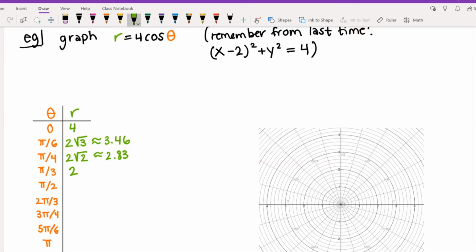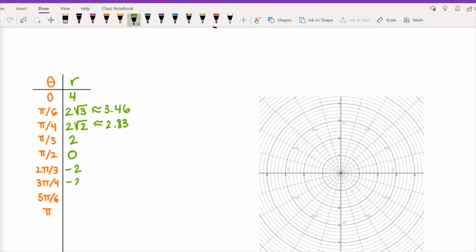We should get 2, 0, -2, -2 root 2, -2 root 3, and -4. And so -2 root 2 is approximately -2.83, and -2 root 3 is approximately -3.46.